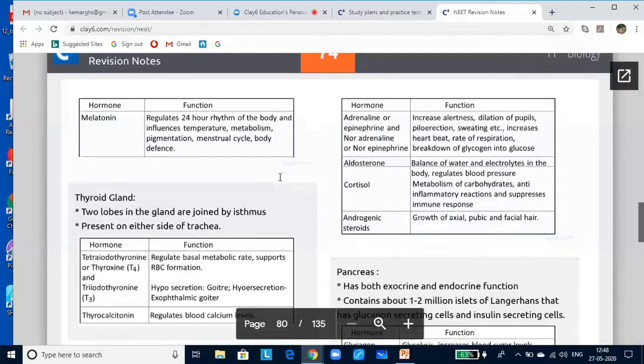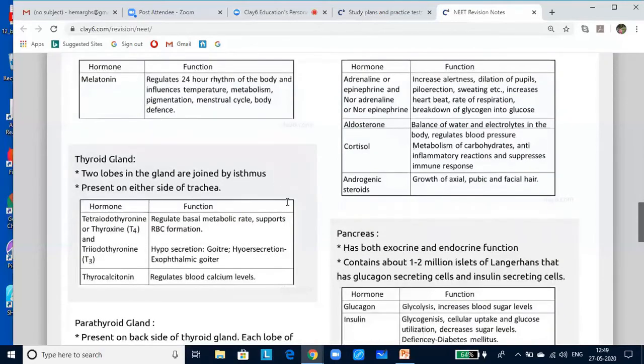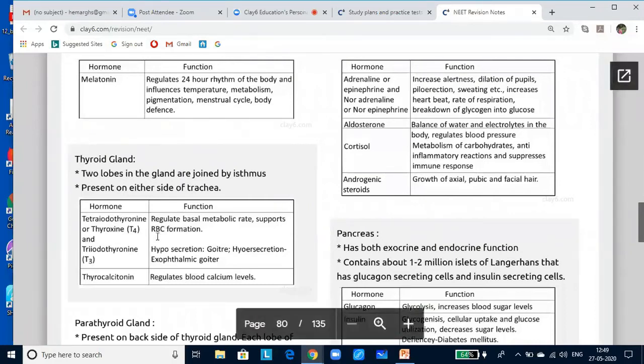Now the next gland you are going to see is the thyroid gland. It is the largest gland found on the ventral and lateral sides on the upper part of the trachea. That means to say it is present on either side of the trachea, and the two lobes of the gland are joined by the isthmus. Now what are the kinds of hormones it secretes? T4, T3 and thyrocalcitonin.